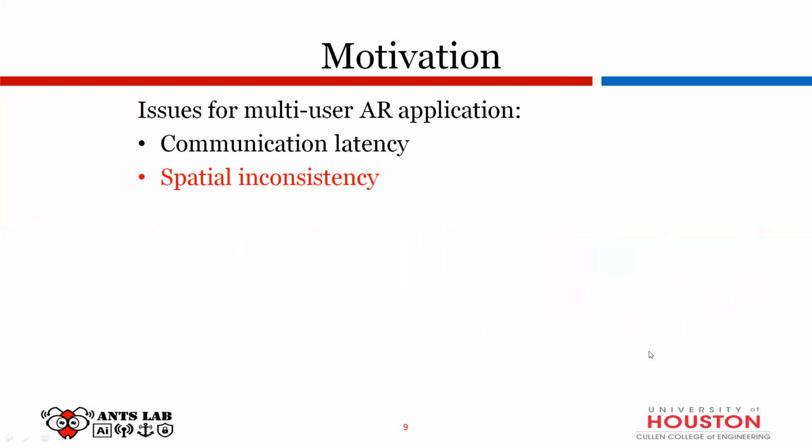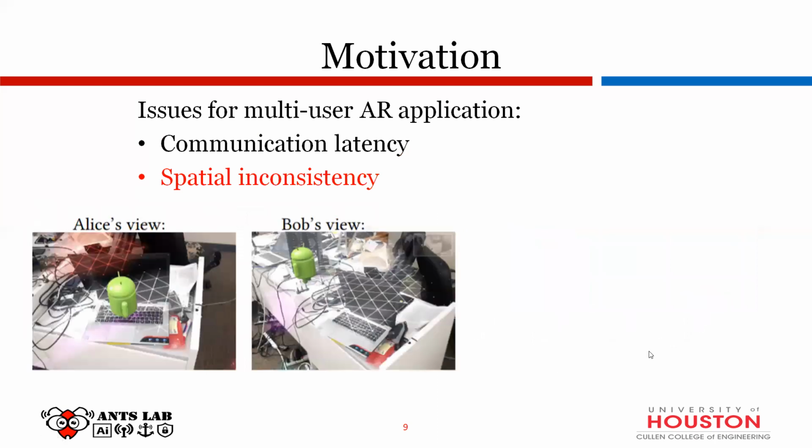Next, we talk about spatial inconsistency. Even if you place a virtual object, on different devices you may view the object in different positions. As you can see, in Alice's view the virtual object, this green guy, is right on top of the laptop. But in Bob's view, the green object is a bit away from the laptop. So this is an inconsistency between the users.